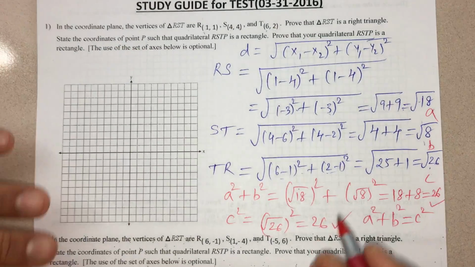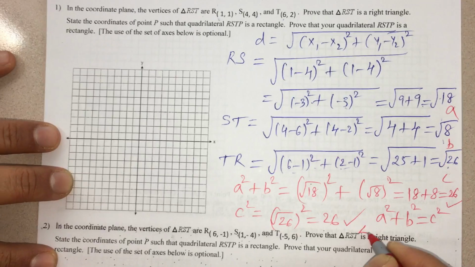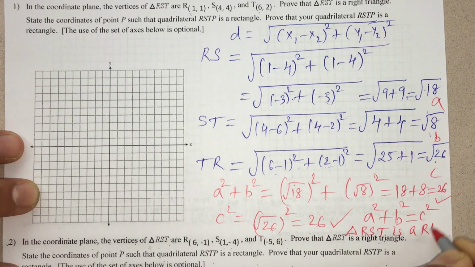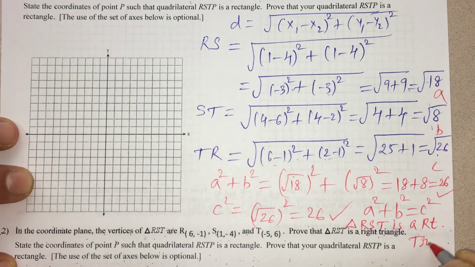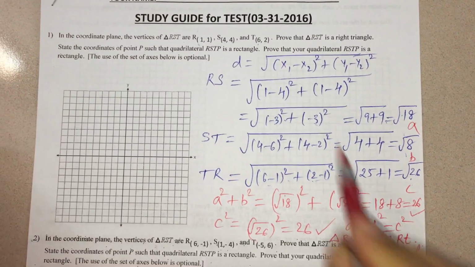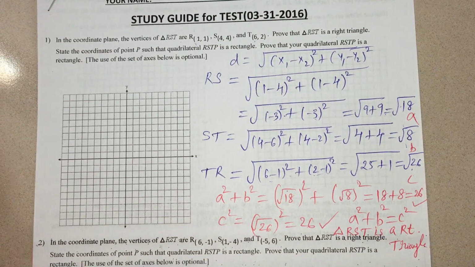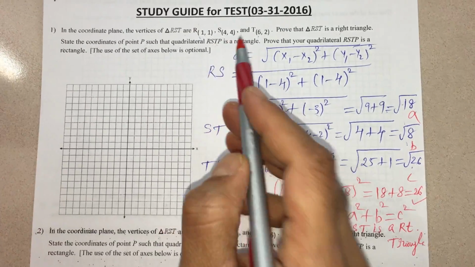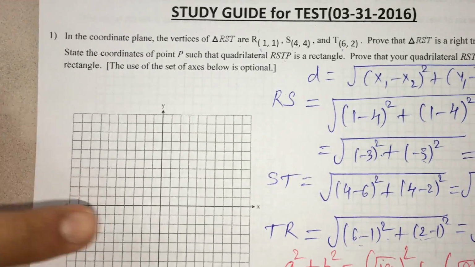Thereby, we can conclude that triangle RST is a right triangle. In this way we have to prove this. But the problem is not completed. So in order to calculate the coordinates of the point P, first let us locate this on graph paper.